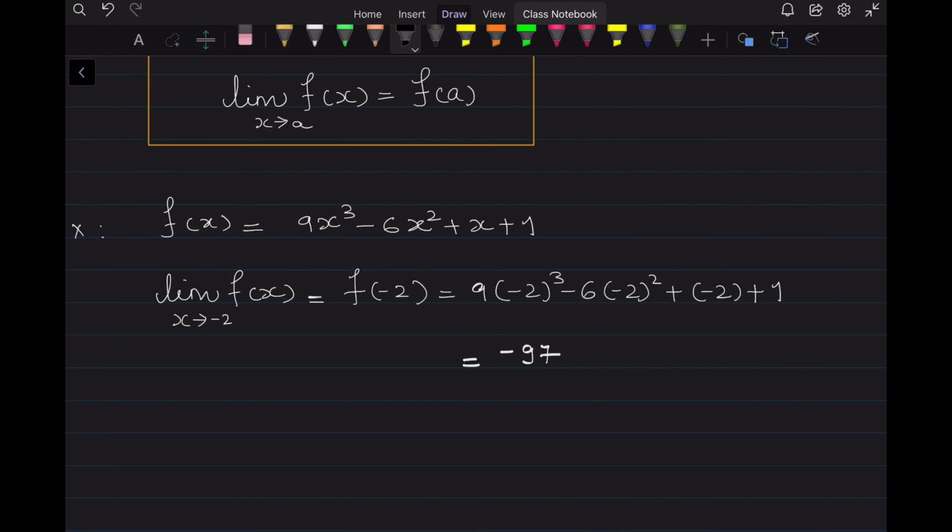Now in the next lesson, we will learn to determine the limit of a rational function as x approaches a.